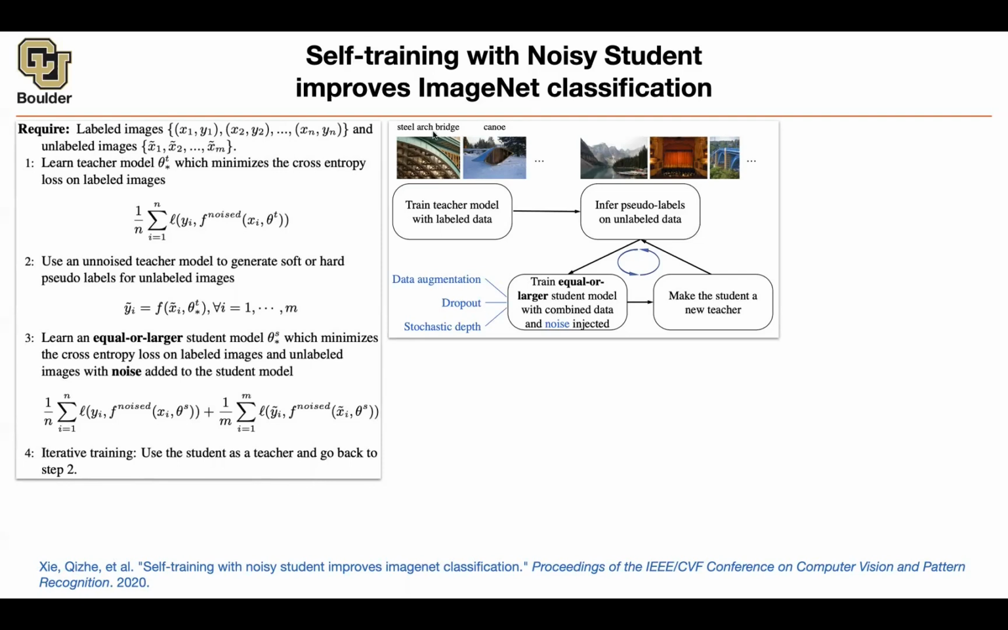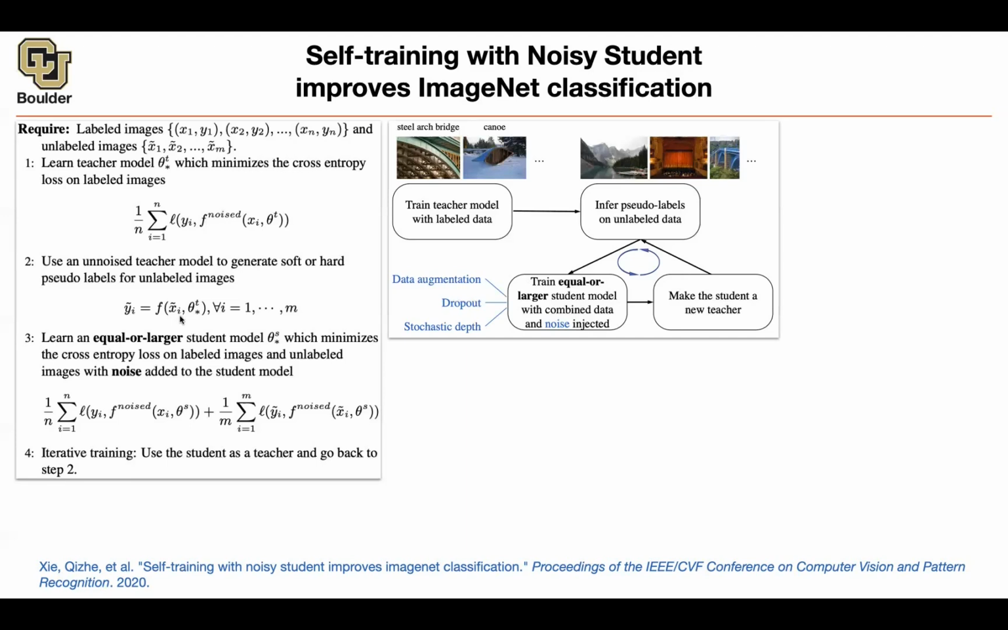This is a canoe, that's a steel arc bridge. You're going to train your teacher model on this labeled data, and you do the usual data augmentation, dropout, stochastic depth, hence the name noised here. You train your teacher. Now you go to the next iteration.